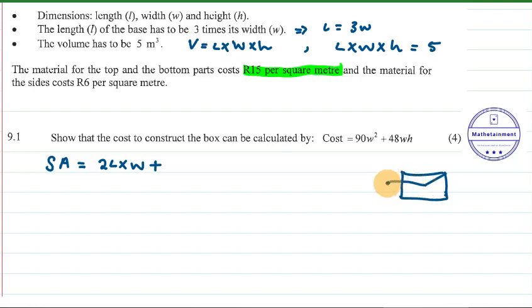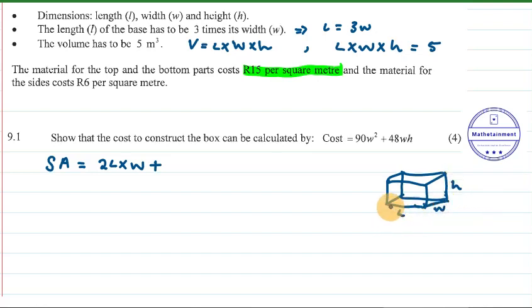Okay, this is a rectangular box, not drawn to scale. This is a rectangular box of ours. So we have the top part and the bottom part. We know that this part is the length, this one is the width, and this one is the height.